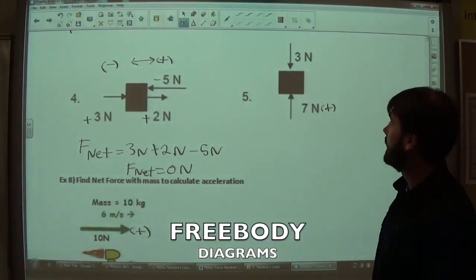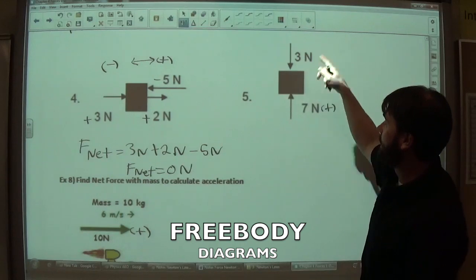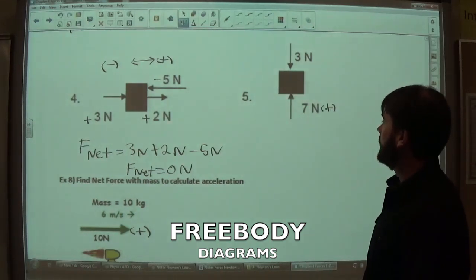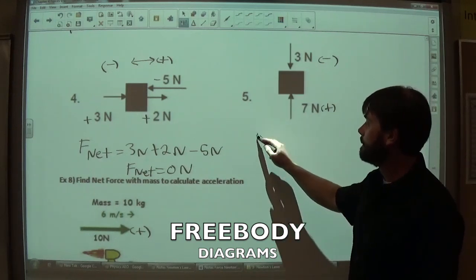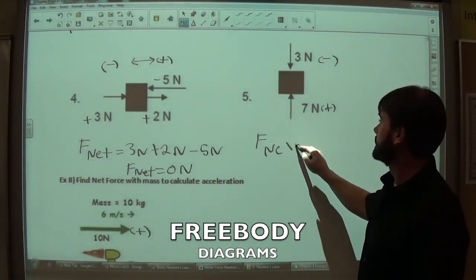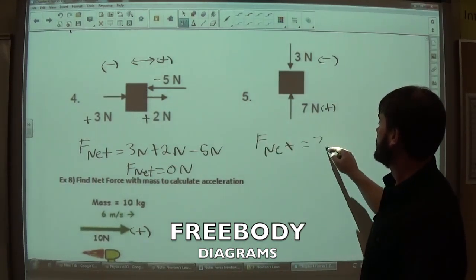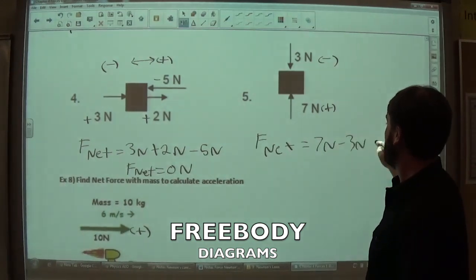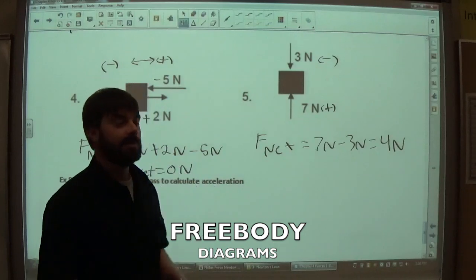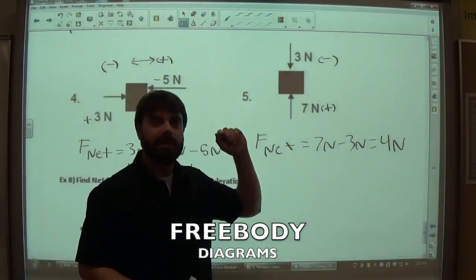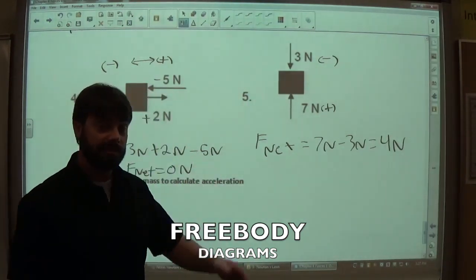And then for number 5, again we got a force pulling down and a force going up. I'm going to call the upward force positive, I'll call the downward force negative. Do the net force. 7 minus 3, which gives me a positive 4 newtons, which means there would be 4 newtons pushing upward on this object, would be the resultant of it all.